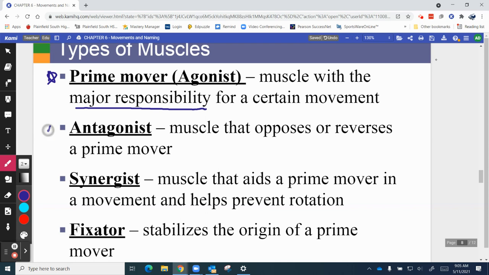We do have some other ones that are referred to as antagonists. So they oppose or reverse the movement that a prime mover does. So your biceps brachii is the prime mover for elbow flexion. The triceps then is the antagonist, which does elbow extension. All right. Hamstrings do knee flexion, quadriceps do knee extension.